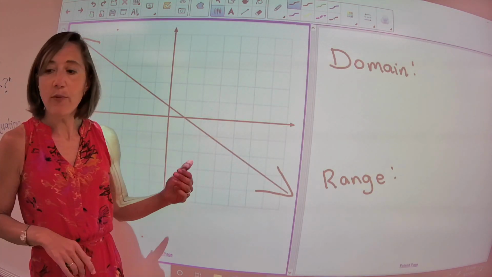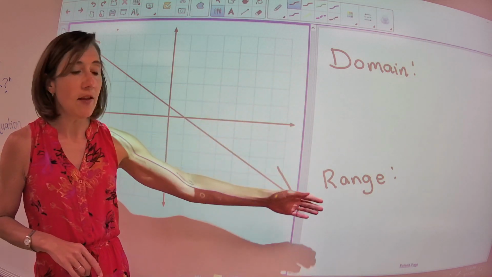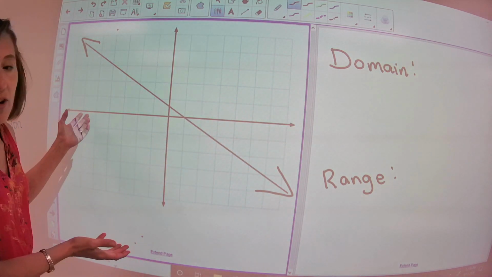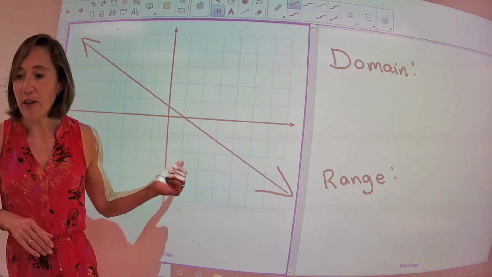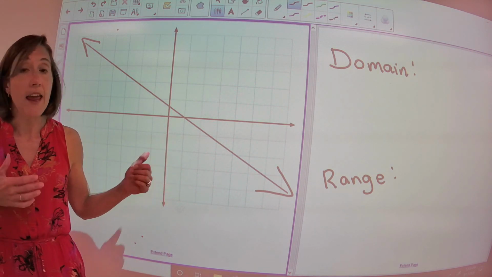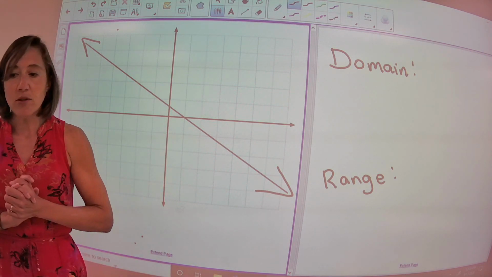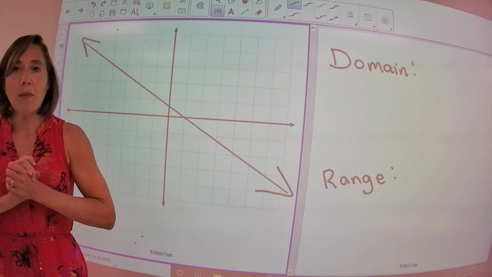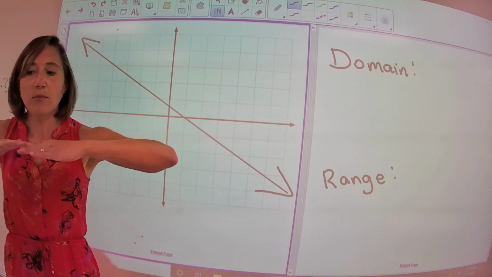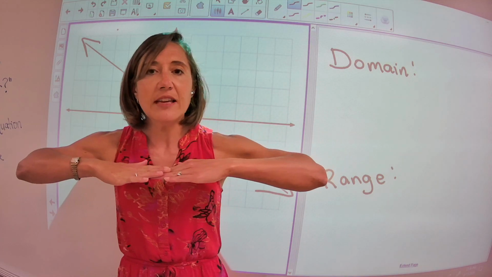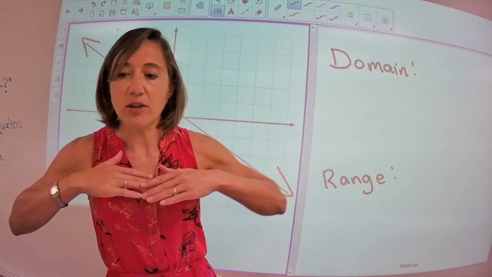All right, well, let's see if we can find the domain and the range of a linear graph like this. So you've graphed lines for a long time now. You've done that since 8th grade, actually. So I want to look at the domain first. Remember, domain is x's, and your x-axis moves left to right. So we want to see how far to the left and how far to the right this graph goes.